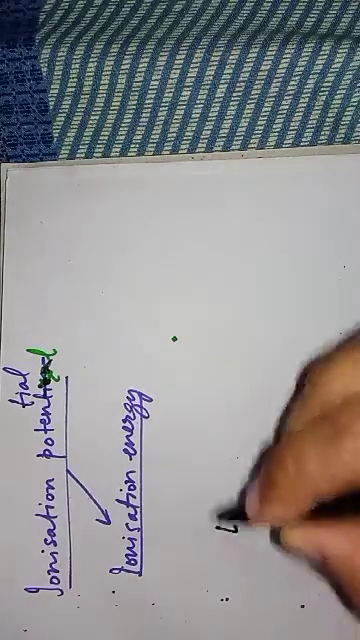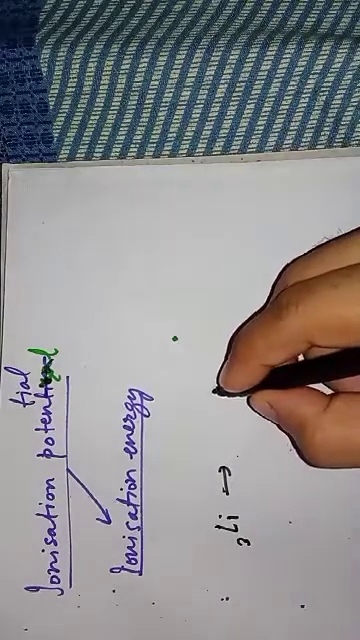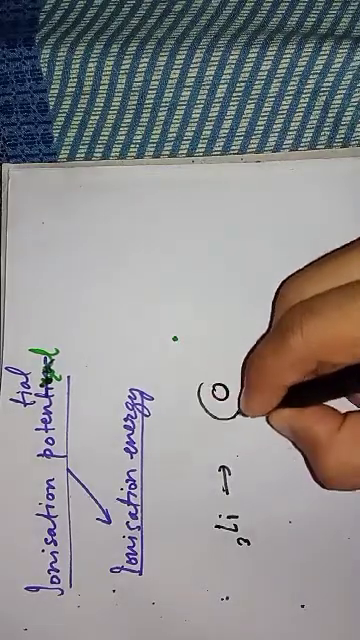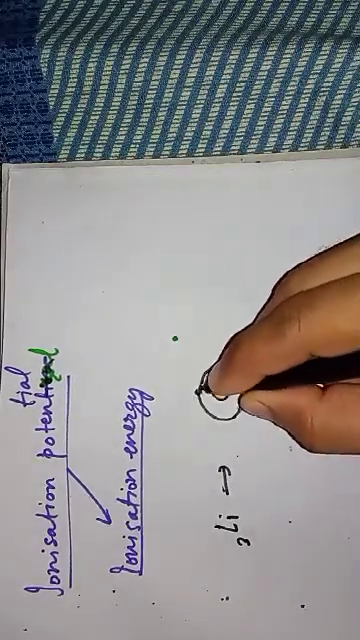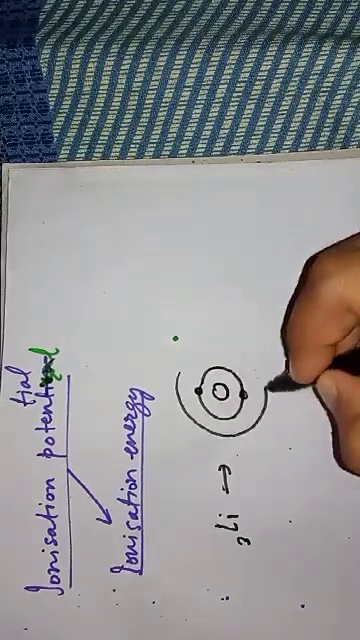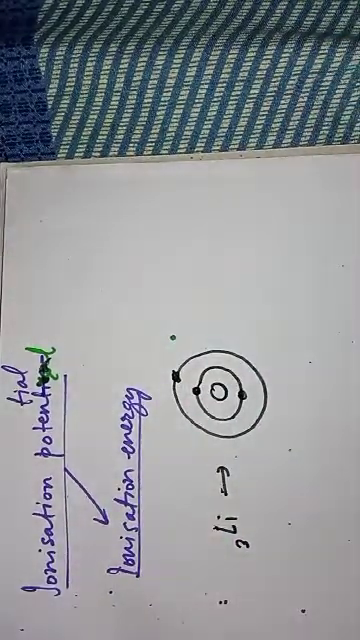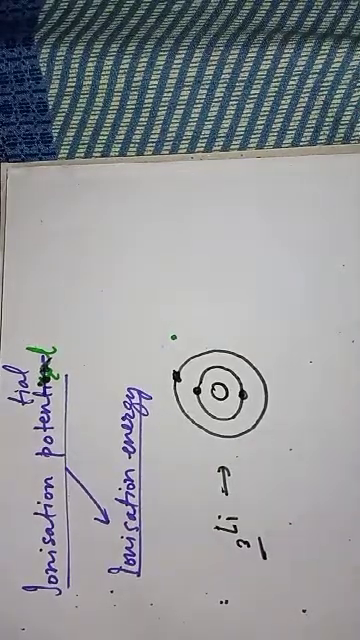So if you draw the structure of lithium, the atomic number is 3. So the lithium atom will have 2 electrons in the first shell and 1 electron in the outermost shell. So this is how we are representing the 3 electrons of lithium in the orbital structure.